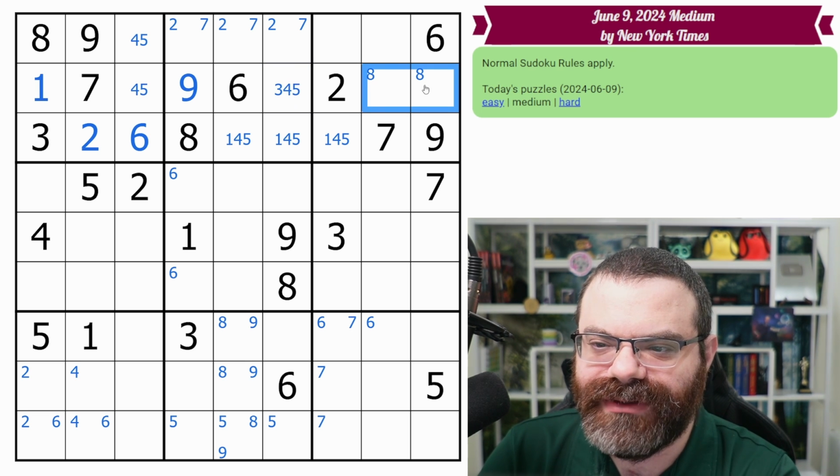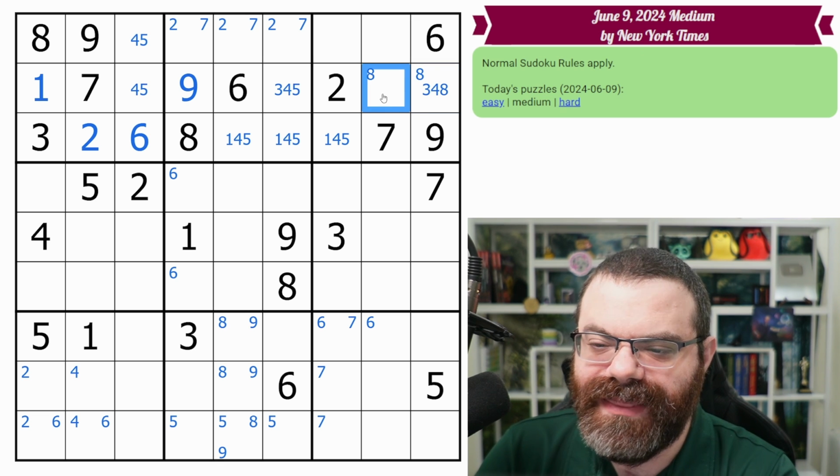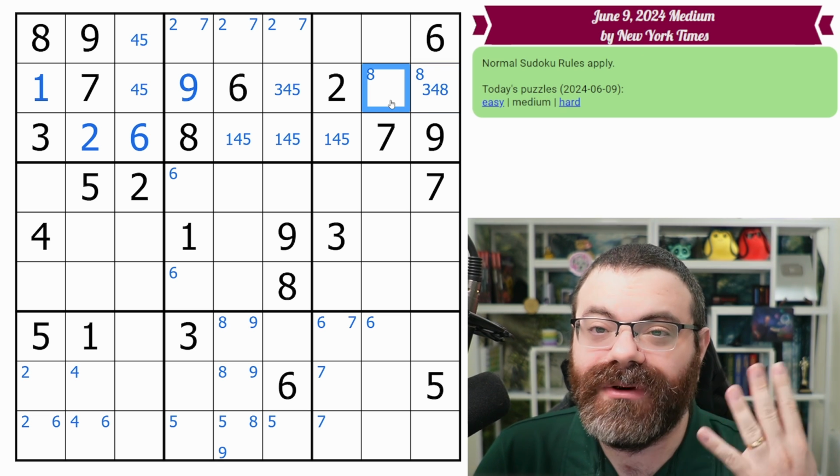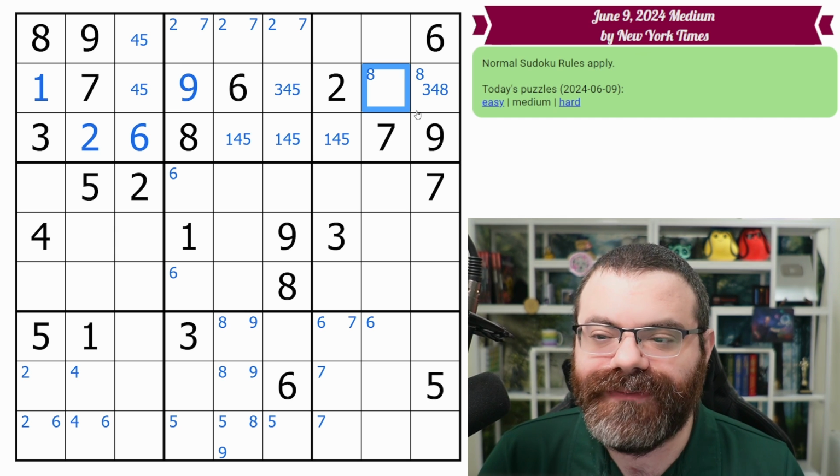We already have the 8s marked over here. This can't be the 5. So this is 3, 4, 8. And this can be any of 3, 4, 5, 8. Since it is 4 digits remaining, 4 candidates, we do not center mark it. We only center mark 3 or fewer.